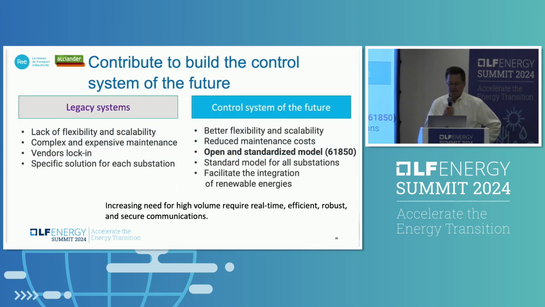So why? Well, better flexibility and scalability than the older systems, reduced maintenance costs, an open and standardized model, it allows them to migrate to 61850 over time. Everybody has that problem. Facilitate the integration of renewable energies. So it solves all of those problems by an intelligent data pipeline from legacy systems to new systems on both the integration and the collection side.